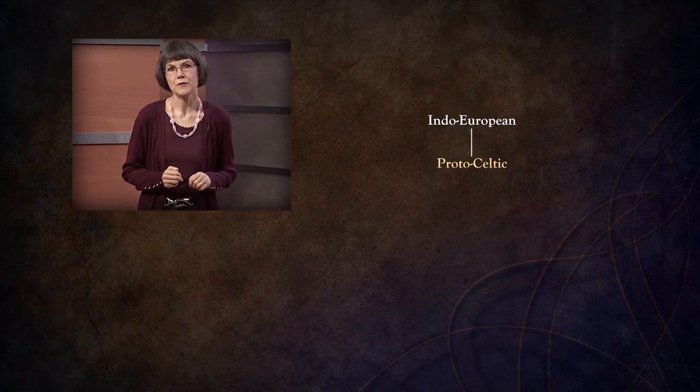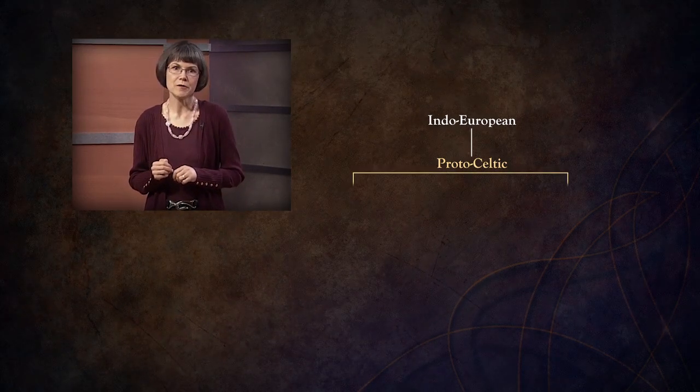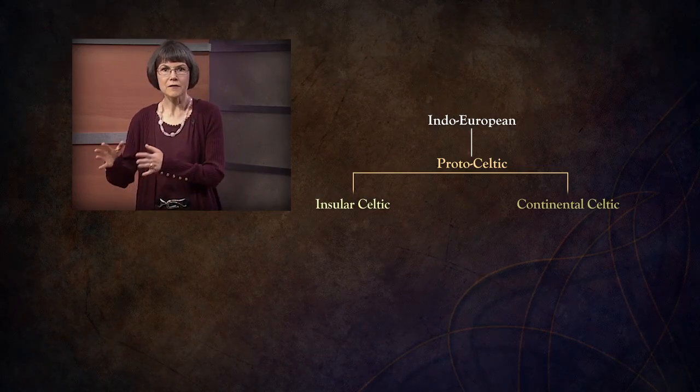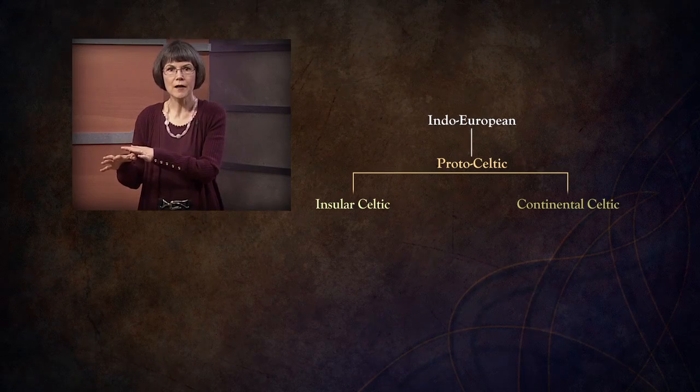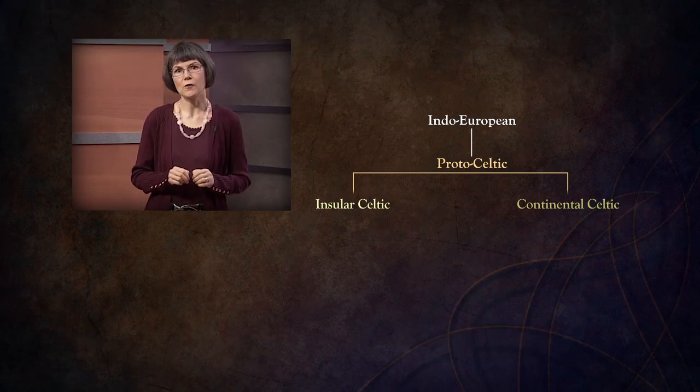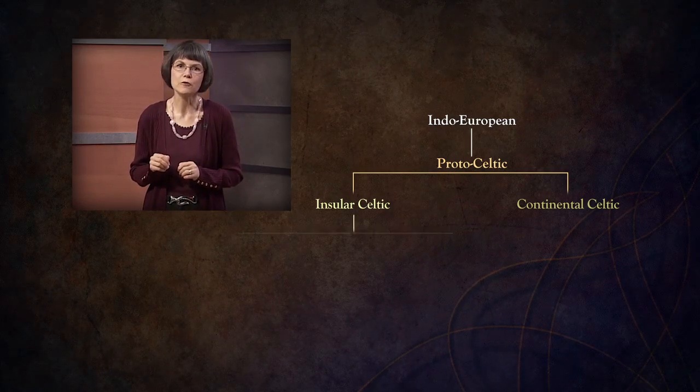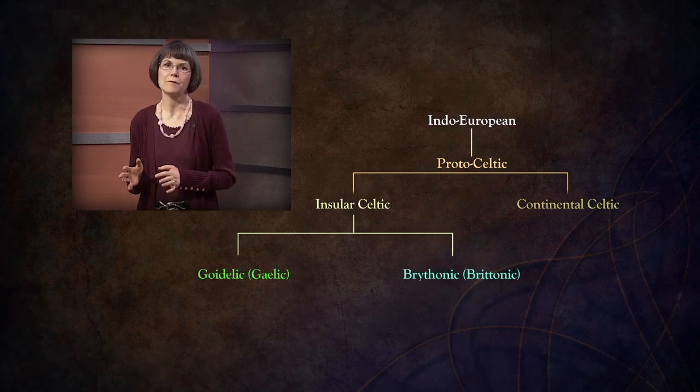Now I want to talk about another question that is also somewhat perplexing, which is how the various Celtic languages in the Celtic language family relate to each other. And again, we have an old model and a newer model to consider. The traditional way to think about the Celtic languages is to divide them into two main groups: continental Celtic languages and insular Celtic languages. That is, languages spoken on the continent of Europe and languages spoken in the British Isles and Ireland. The insular languages are then further broken down into two main groups called Goidelic and Brittonic.